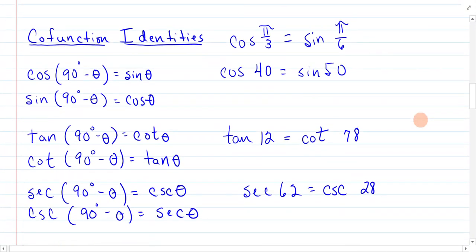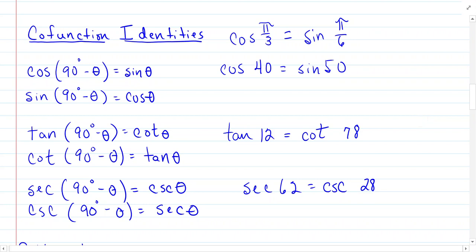All right. Then we also get some cofunction identities at this point. The cosine of 90 minus theta is equal to the sine of theta. Sine of 90 minus theta is equal to cosine theta. Tan and cotan go together. Secant and cosecant go together. And how that looks is you're going to have two numbers that add up to 90 degrees. So cosine of pi over 3 equals the sine of pi over 6, because that's 60 degrees and that's 30 degrees, and that adds up to 90.